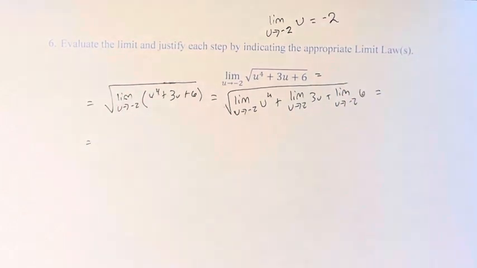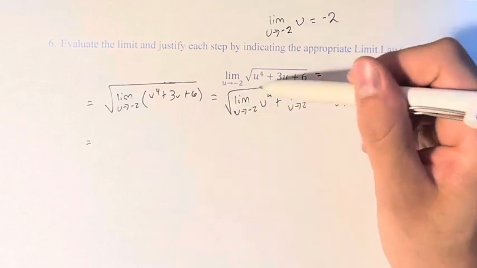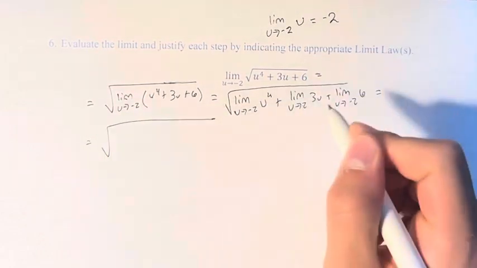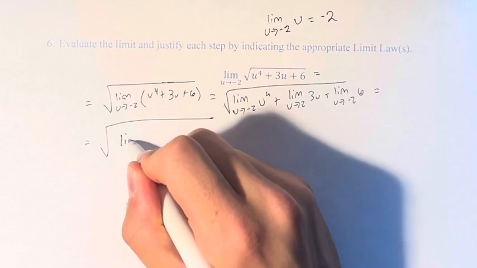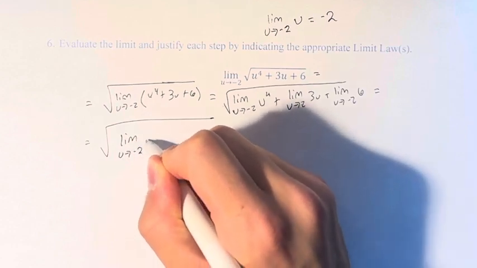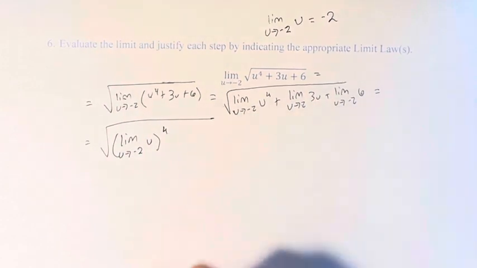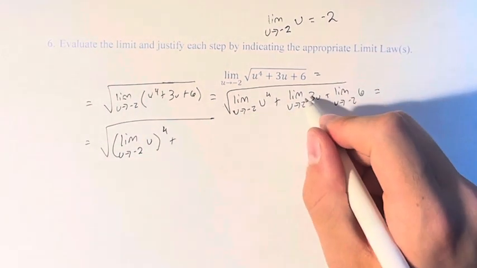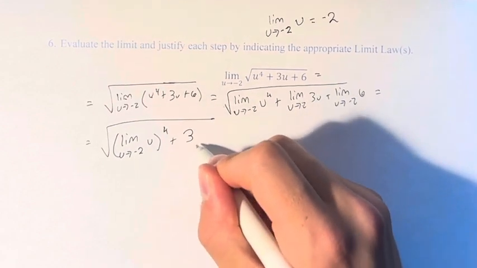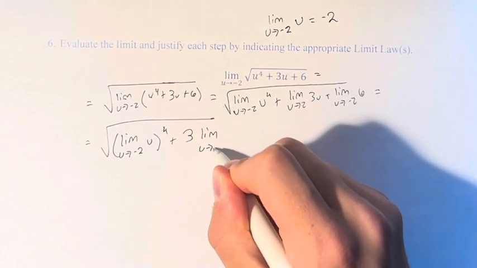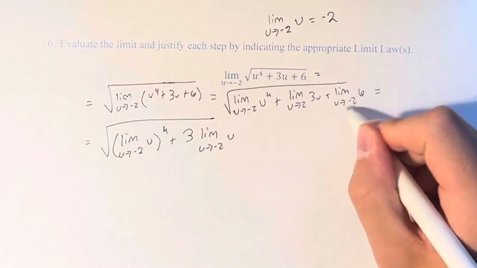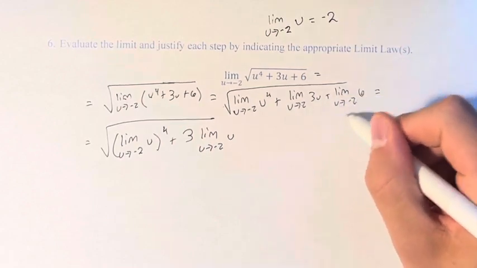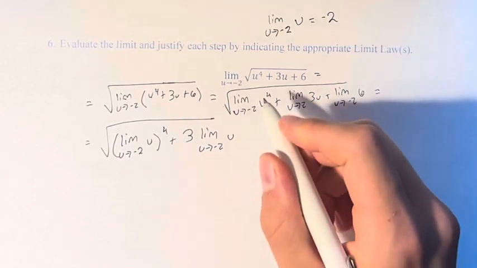Now our penultimate step is to say, okay, the limit of u to the fourth is the limit of u to the fourth. The limit of 3u is 3 times the limit of u. And the limit of 6, right, no matter what value we put in for u, 6 is just equal to 6.